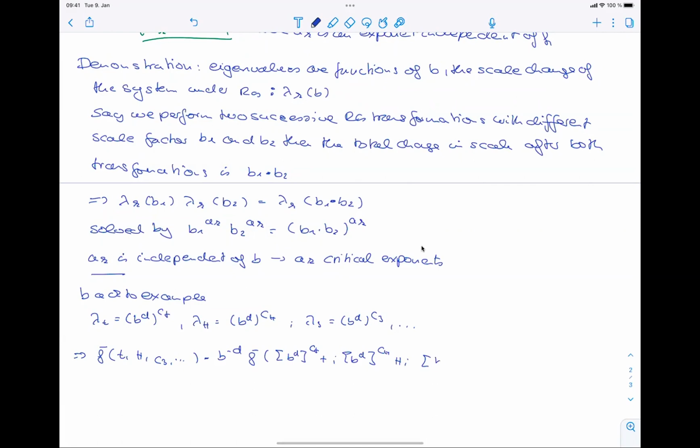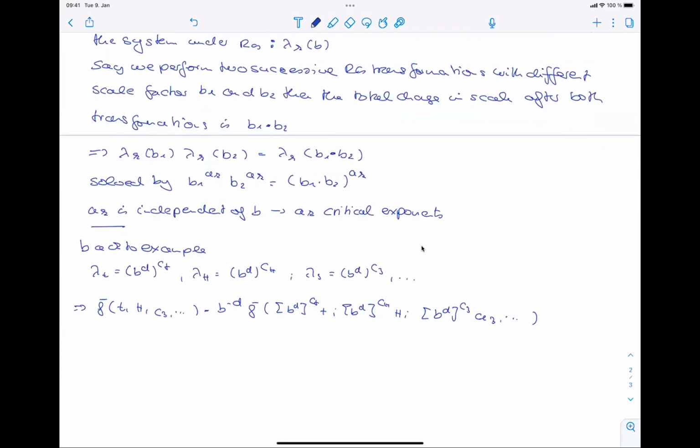Just writing it down, C3, U3, and so on. So where we use that lambda k, I write as b to the d to the power of ck, which is b to the d ck. So that's saying that our AKs here are the CK. Oh, sorry, CK.